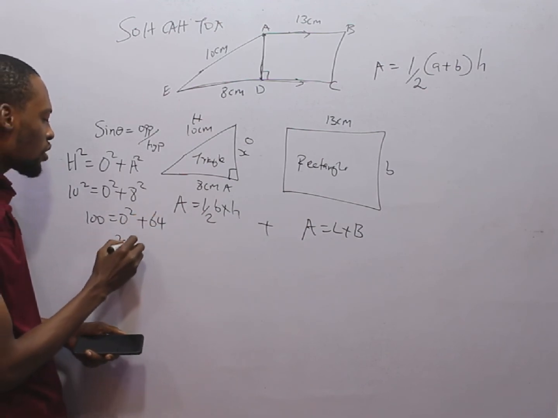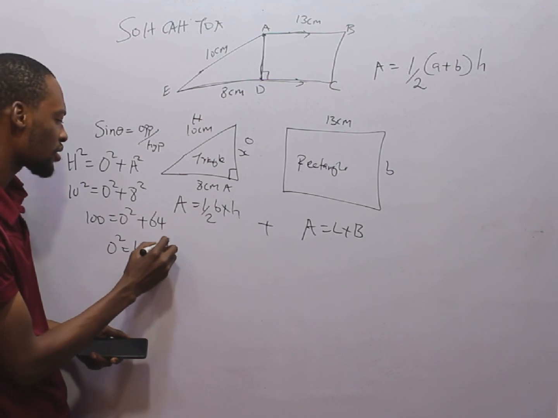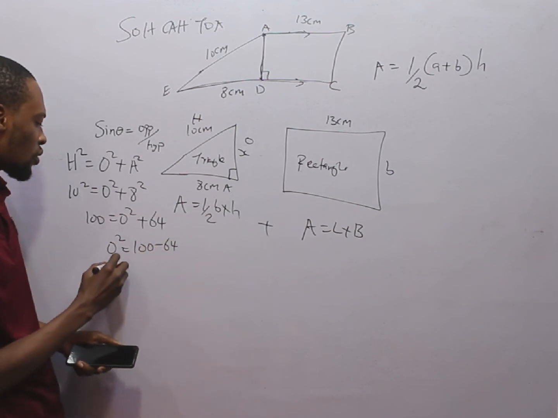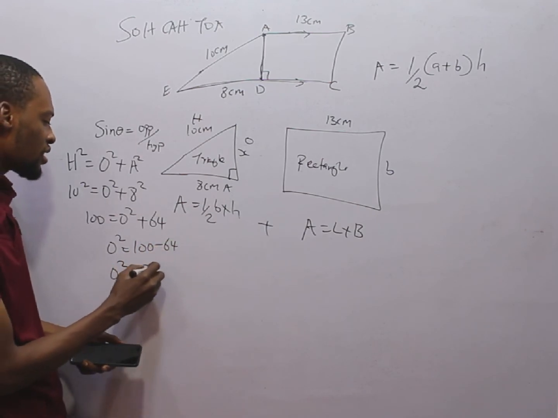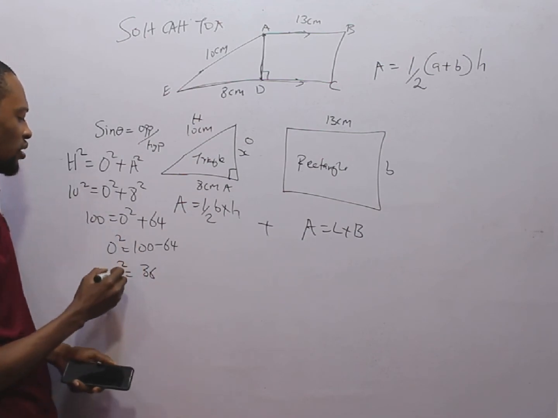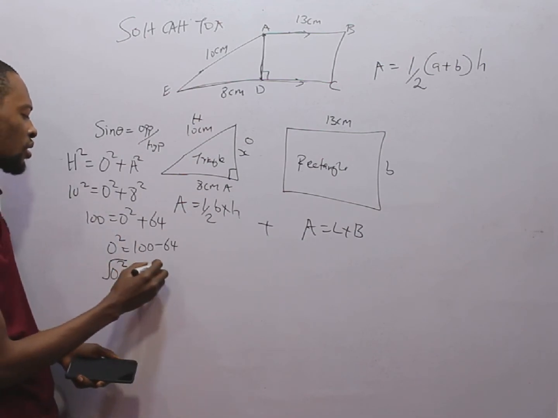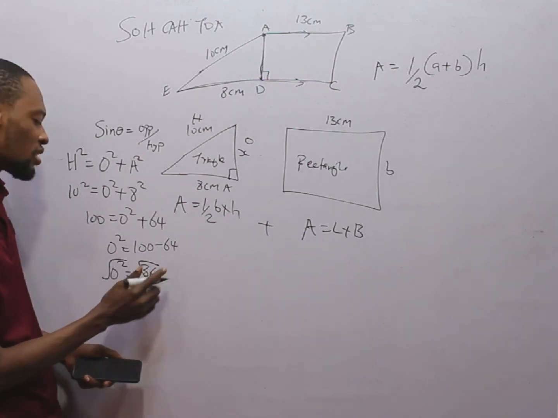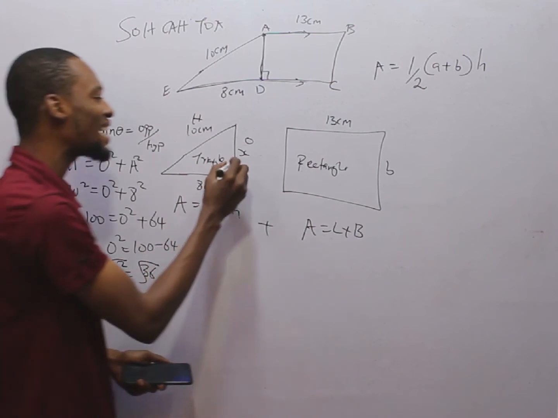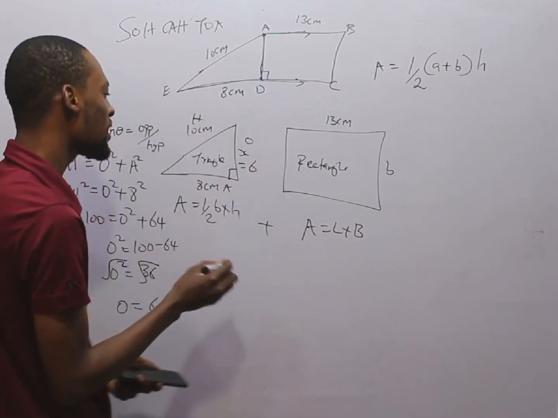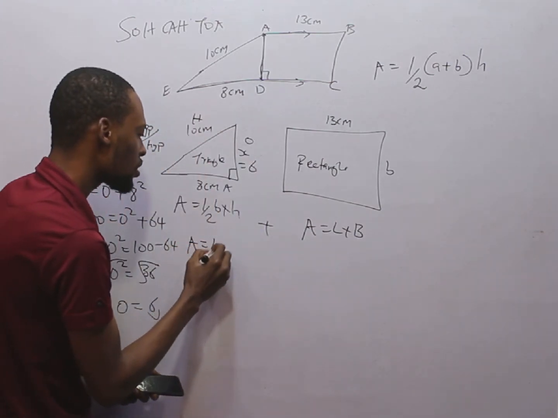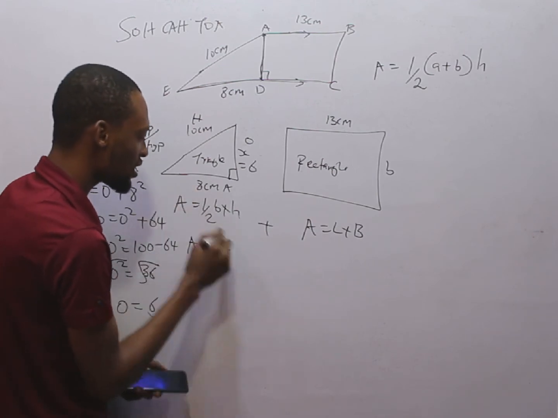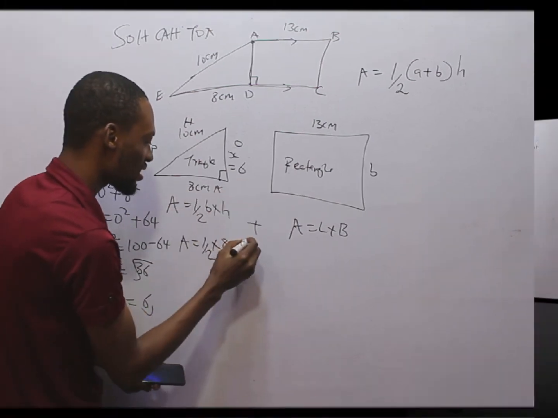O squared is equal to 100 minus 64. O squared is equal to 36. Now, to get O, we take the square roots of both sides. So O is equal to the square root of 36, which is 6. Now, the height is equal to 6. From here, area is equal to half times base 8 times height 6.